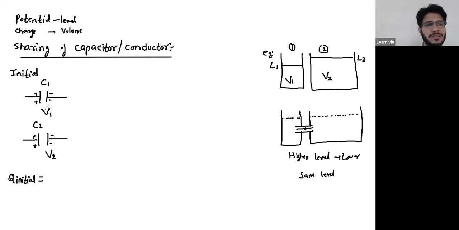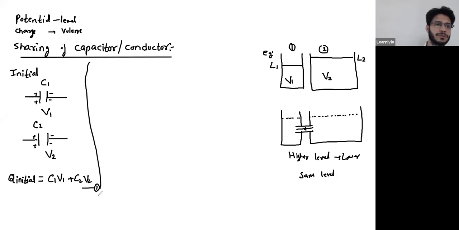What is the total charge in the system? Initial charge in the system? Not zero. How much charge is stored in this capacitor? Its capacity is C1, potential difference V1. So charge is C into V, right? Yes, sir. So the charge stored in this capacitor is C1 V1. What about the next capacitor? C2 V2. So the initial charge stored in the system is C1 V1 plus C2 V2. Next, final. And I'm assuming that V1 is greater than V2.